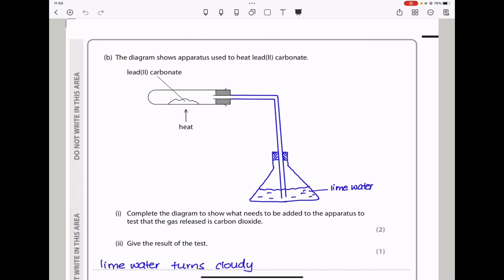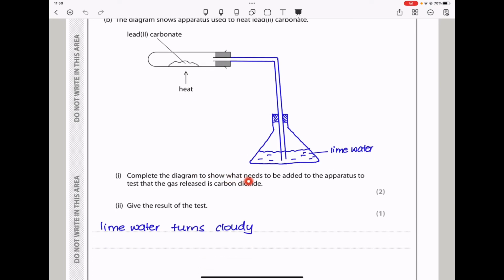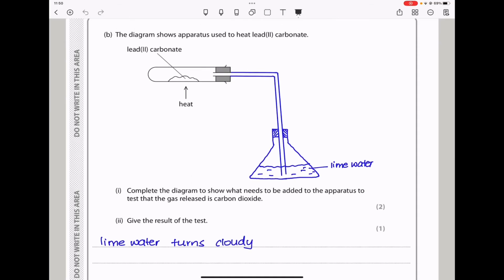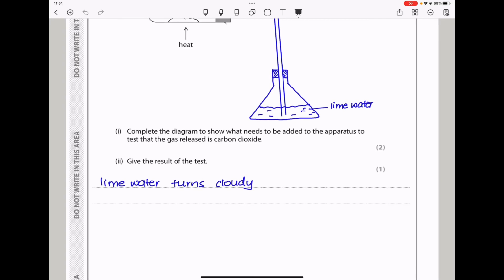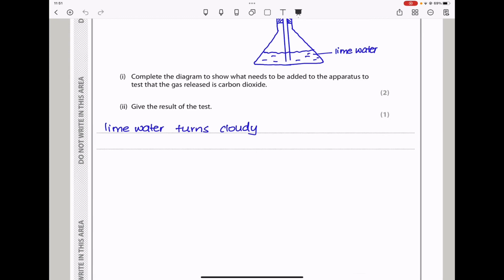Moving on. In part B, the diagram shows apparatus used to heat lead 2 carbonate. So we have the lead 2 carbonate heated. So they say complete the diagram to show what needs to be added to the apparatus to test that the gas released is carbon dioxide. We'll need to connect a delivery tube to a container containing lime water. And again, you didn't have to put this. You could just put a beaker, but with lime water, provided the delivery tube goes deep into the lime water. Next, they say give a result of the test. The lime water is going to turn cloudy.